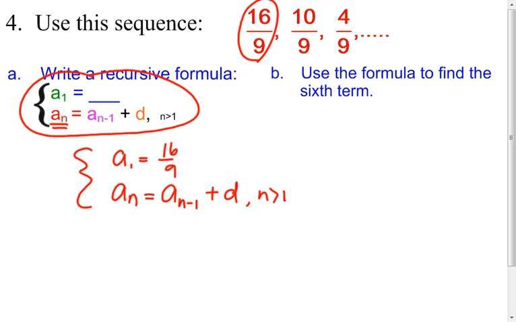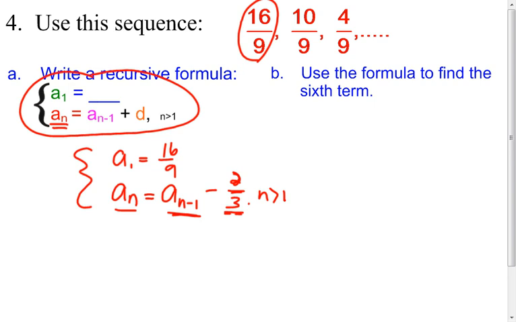Anyways, what this means is that to find any term, I take the term before it, that's what a n minus 1 means, and I add my difference, okay? Now, in this case, we already figured out from the previous problem, since this is the exact same sequence, that my common difference was negative 2/3. So plus negative 2/3, and really I would probably change that plus a negative to a subtract sign.